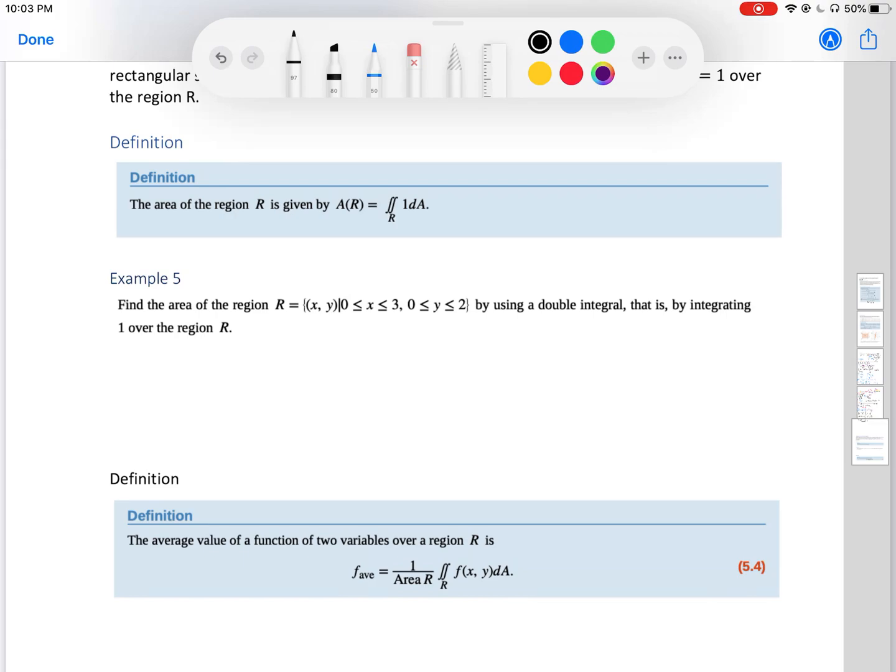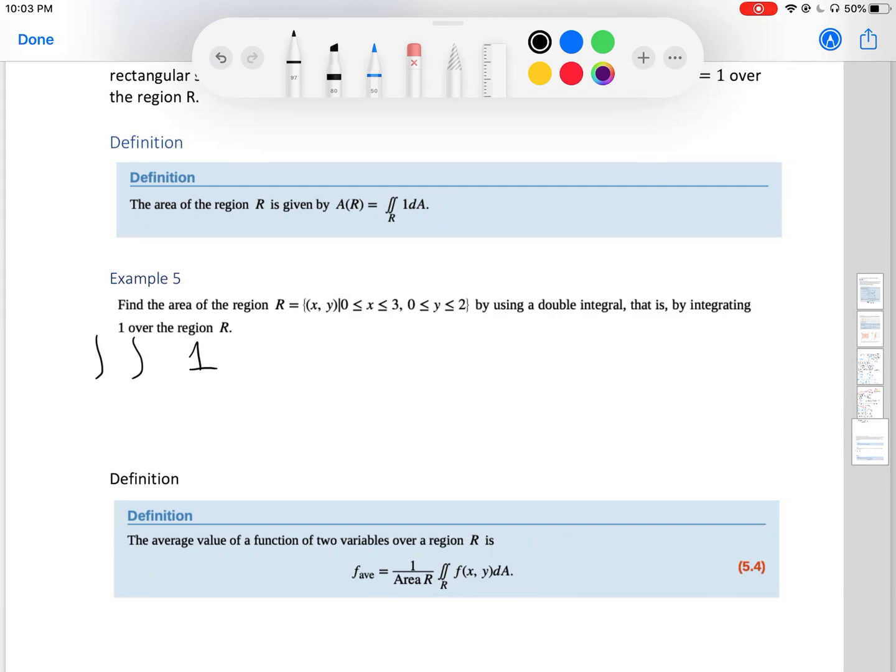Example 5. Find the area of the region R, x comma y, where 0 is less than or equal to x, less than or equal to 3, and 0 is less than or equal to y, less than or equal to 2, by using a double integral, that is, by integrating 1 over the region R. All right, so we're integrating 1, right?